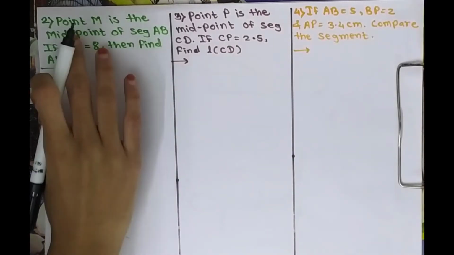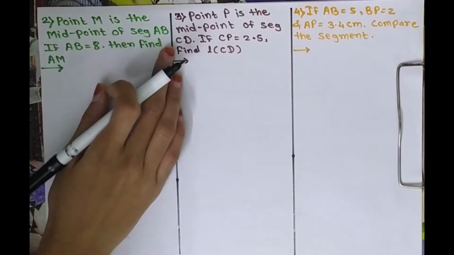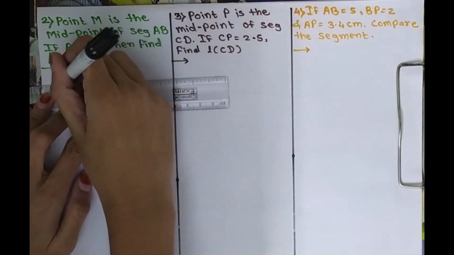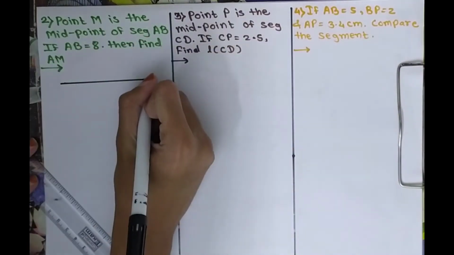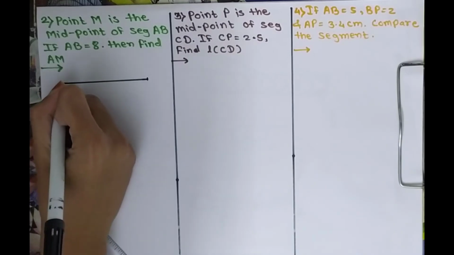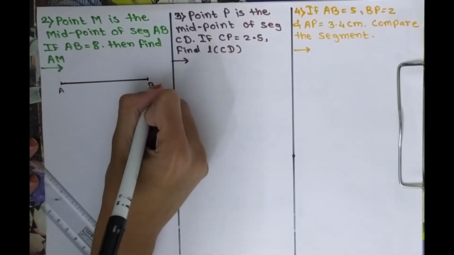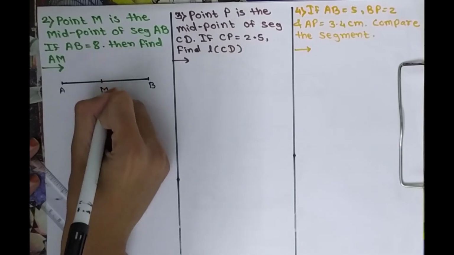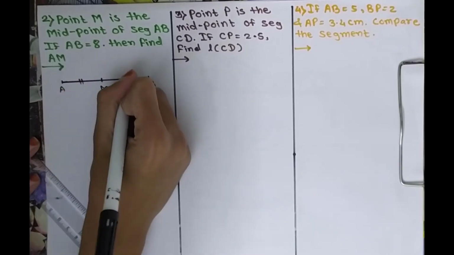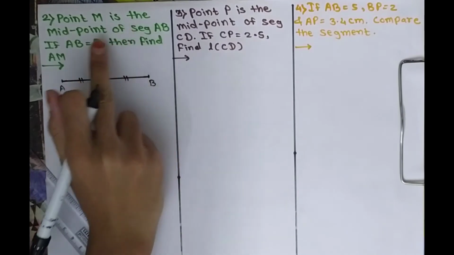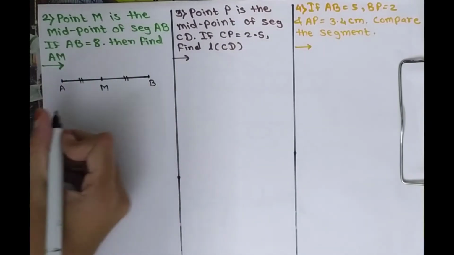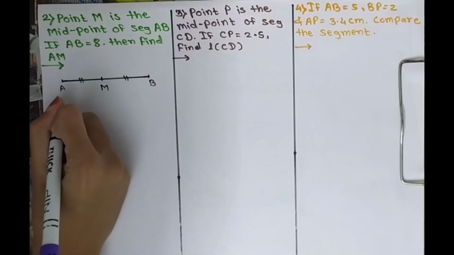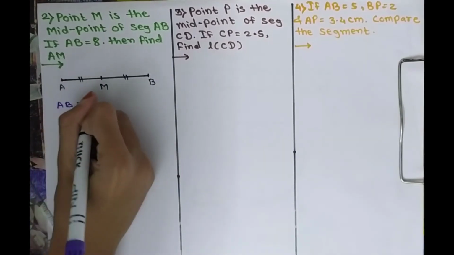Question number 2: point M is the midpoint of segment AB. So draw segment AB first, with points A and B, and point M is the midpoint of AB. So these two parts are the same segment. And AB is given as 8 centimeters. So AB is equal to 8.